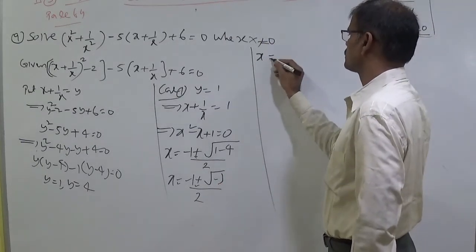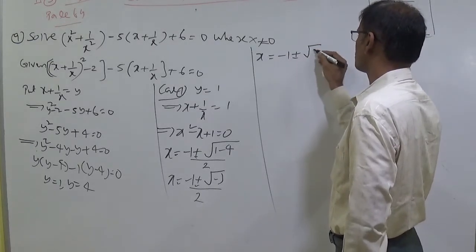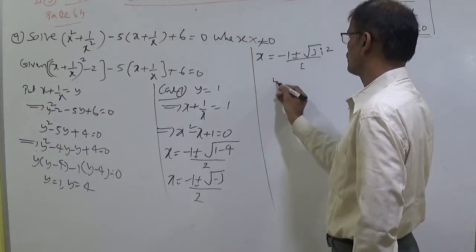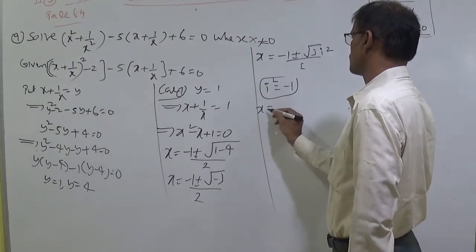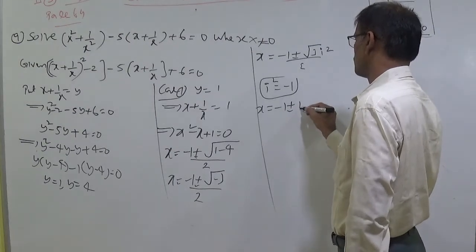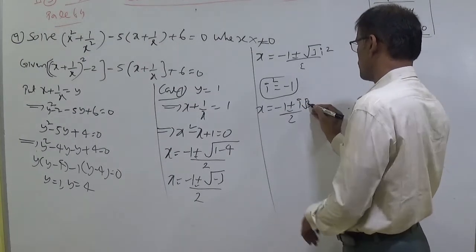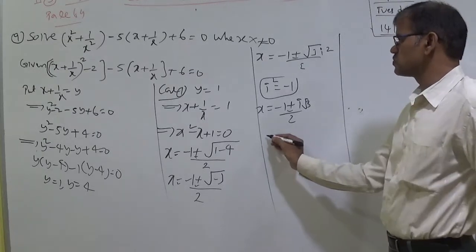Whenever minus root 3 is there, you can understand this one as root 3 into minus 1. Minus 1 becomes i square. You can learn in complex number chapter. So x is equal to 1 plus or minus, you can write, i root 3 by 2. This is case 1.